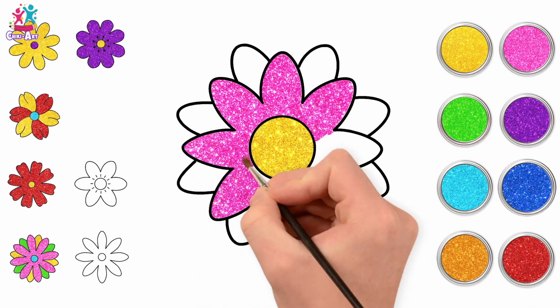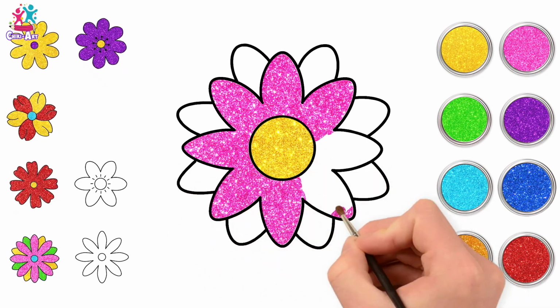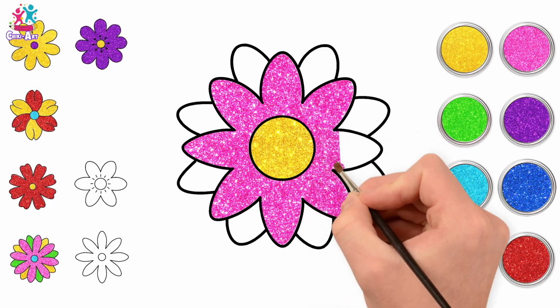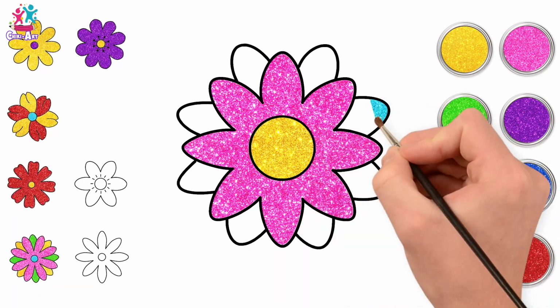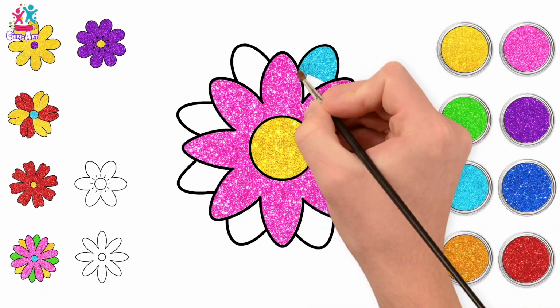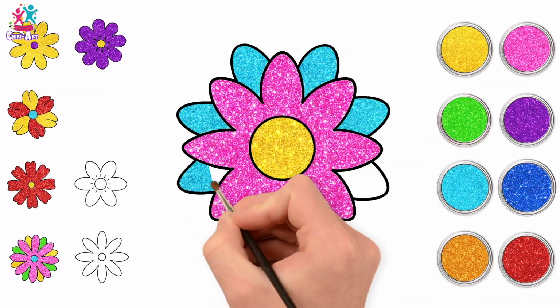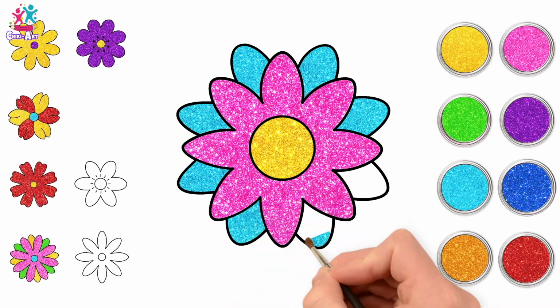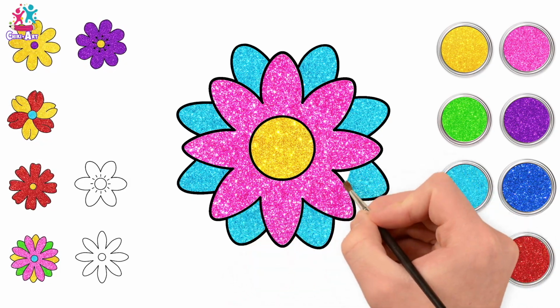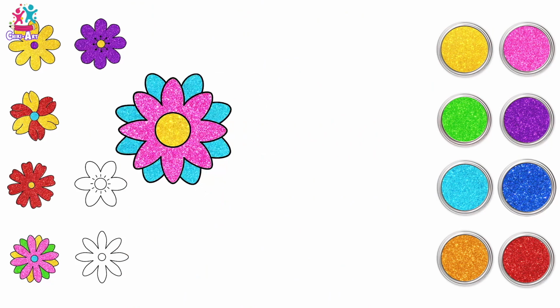Excellent. What colour do you think we should do our second layer of petals? Should we do it the same or a different colour? Yay, blue! What a great choice! Blue and pink go really well together, don't you think? That's looking lovely. Okay, let's do the next one.